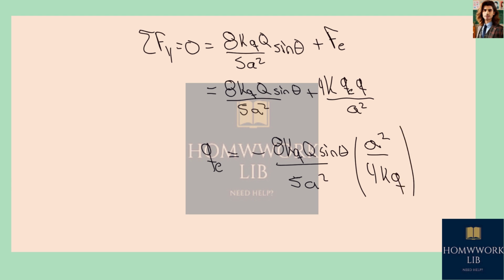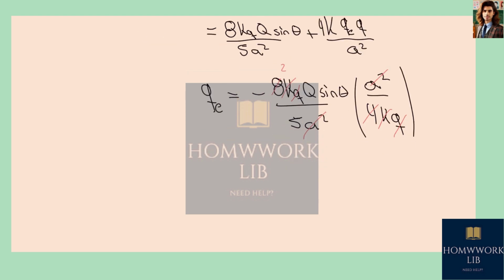4kQ. Let's cancel everything that can cancel out. A squared and a squared cancel out. 4 and 8 cancel out to get to 2. kQ cancels out with kQ. And we're going to get that the charge QE that puts our system in equilibrium would be equal to minus 2 times Q sine of theta over 5. And with that, we're done with the problem.